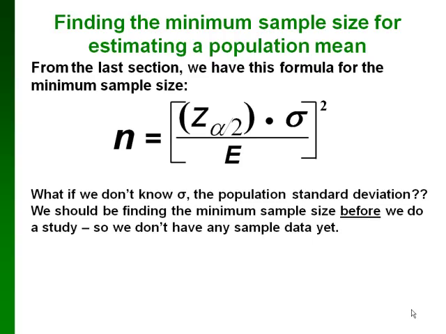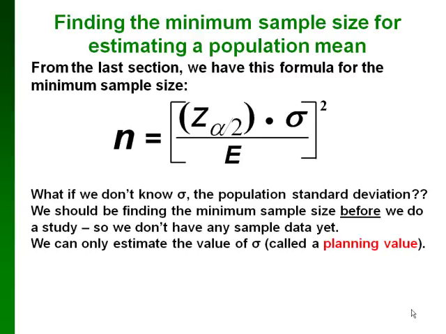In the last video, we saw this formula for finding a minimum sample size. The question in this case is, what if we don't know the value of sigma? What if we don't know anything about the population standard deviation? This is the only formula that we have to estimate sample size. We would be doing this before we actually start a study, so we don't have any sample data. We can't put in a sample standard deviation. All we can do is estimate a value for sigma.